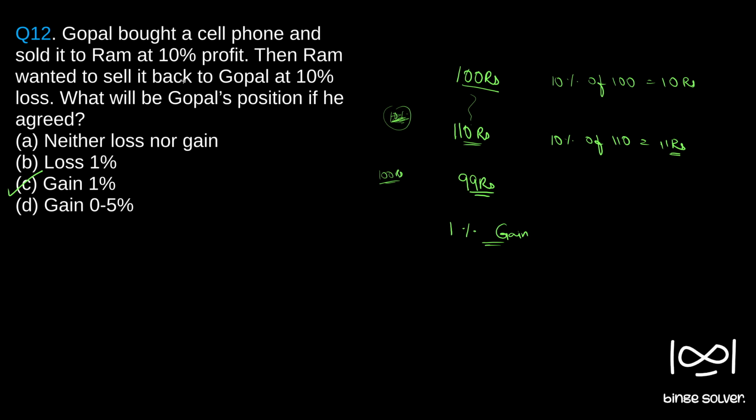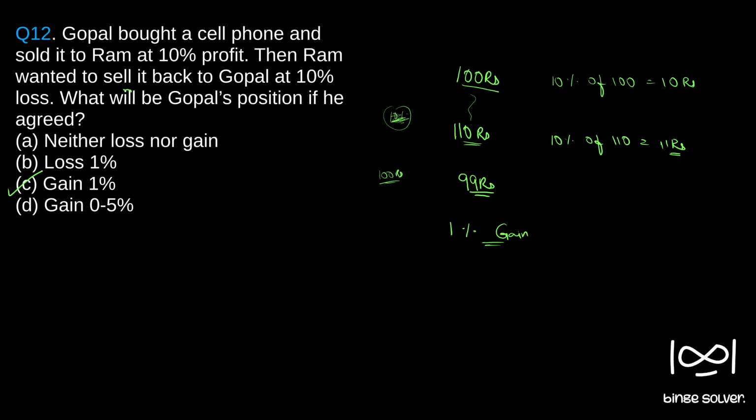The question is asking about the latest transaction alone, that is, what is the position of Gopal if he buys back at this price. This price is hidden, that we found out. So at this price, when Gopal buys it back, what is the gain or loss considering its original price? That is what the question is asking. That is why we get 1% gain, as he got it for 1 rupee less than the original price. So gain of 1% is the answer for question 12.